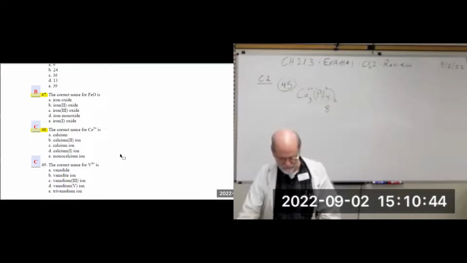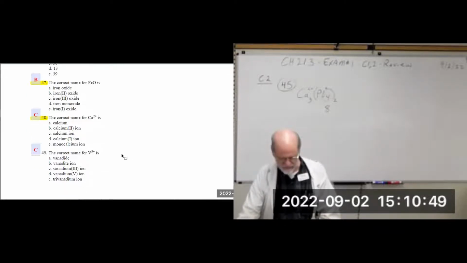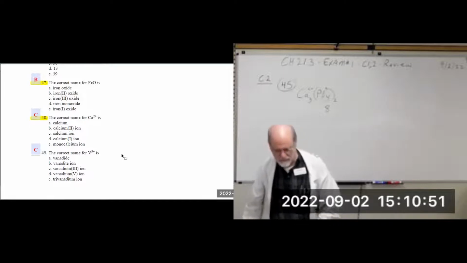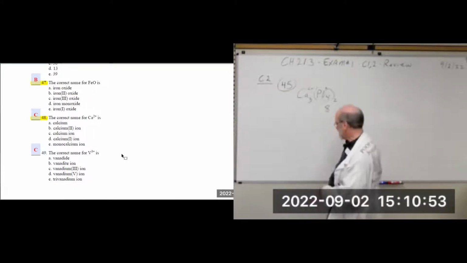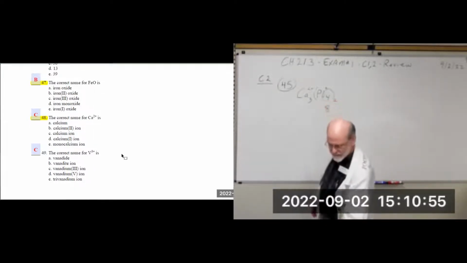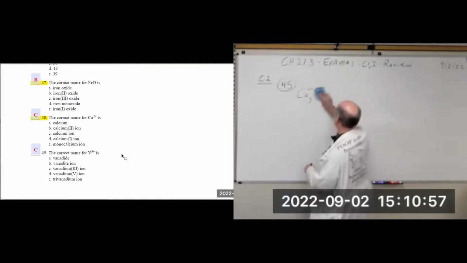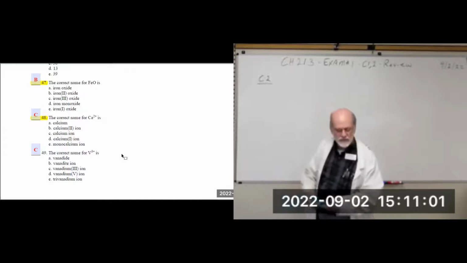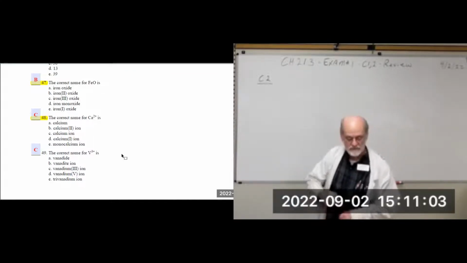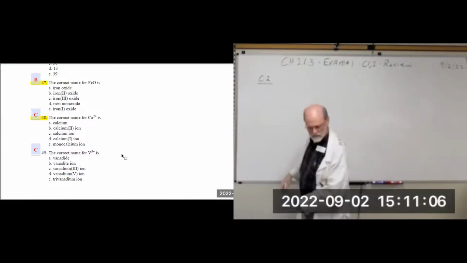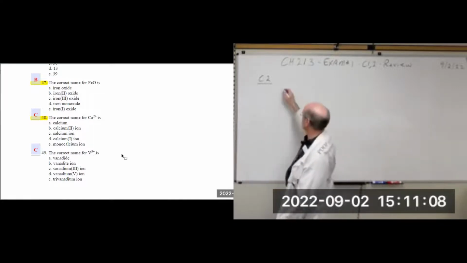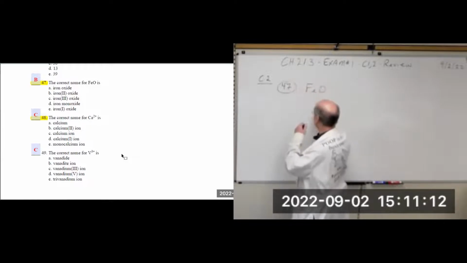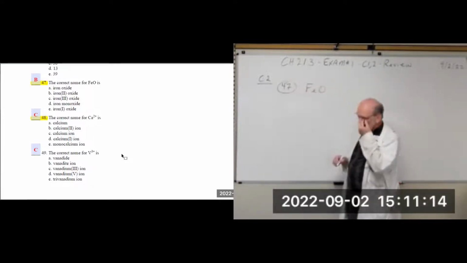Okay. Let me see. Do we need to name these? Yeah, I guess we do. 47, FeO. How would we name that? First of all, remember type 1, type 2, type 3 compounds? Okay, so let's see. This is 47. FeO. So is that a 1, 2, or a 3?